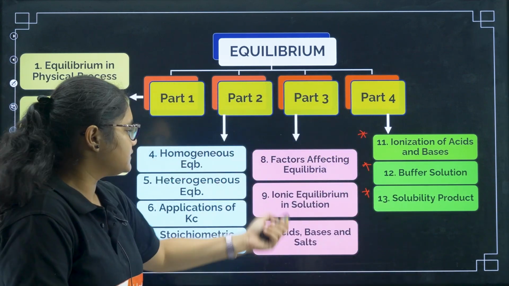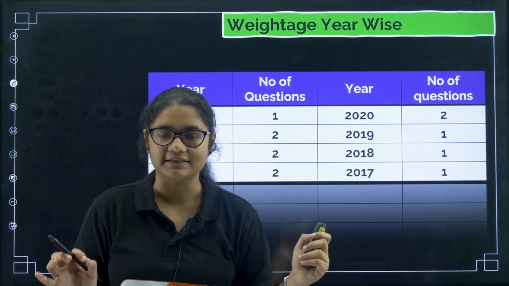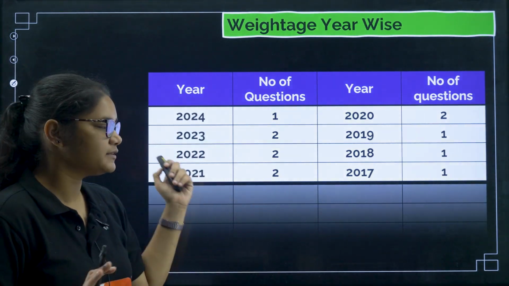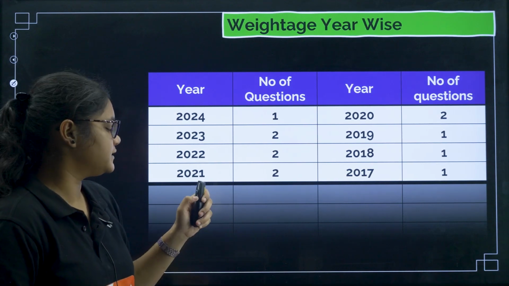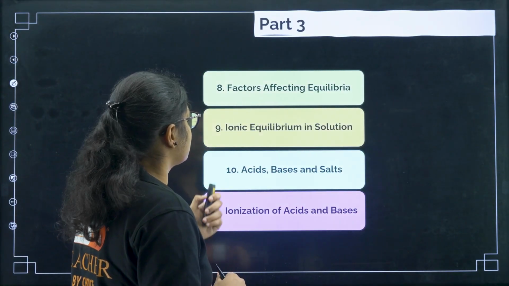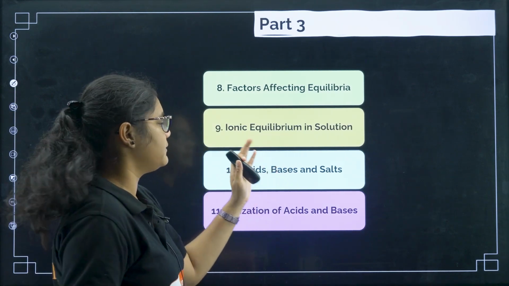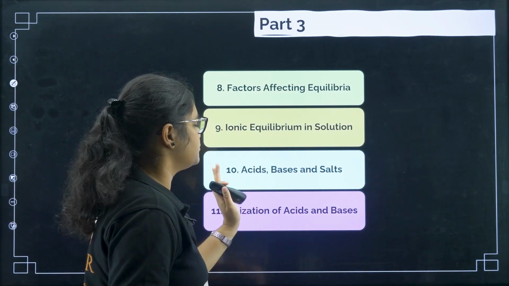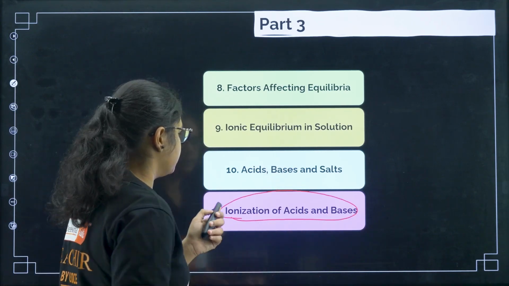So let us start with today's lecture. Regarding weightage, 1 to 2 questions you can easily expect from this particular chapter. Chemical equilibrium is much more important in this particular chapter. Now coming to today's lectures, we have these things: factors affecting equilibria, ionic equilibrium in the solution, and acids, bases and salts. This one I'll be covering in the next lecture.